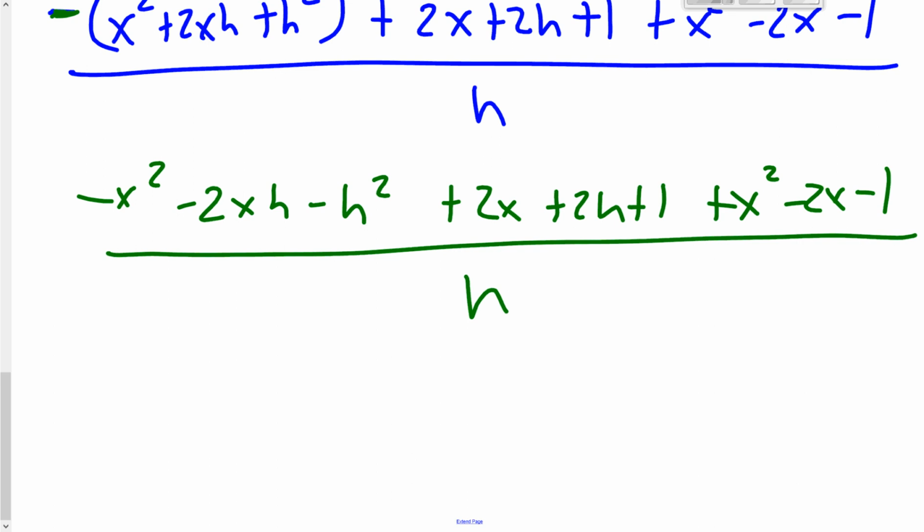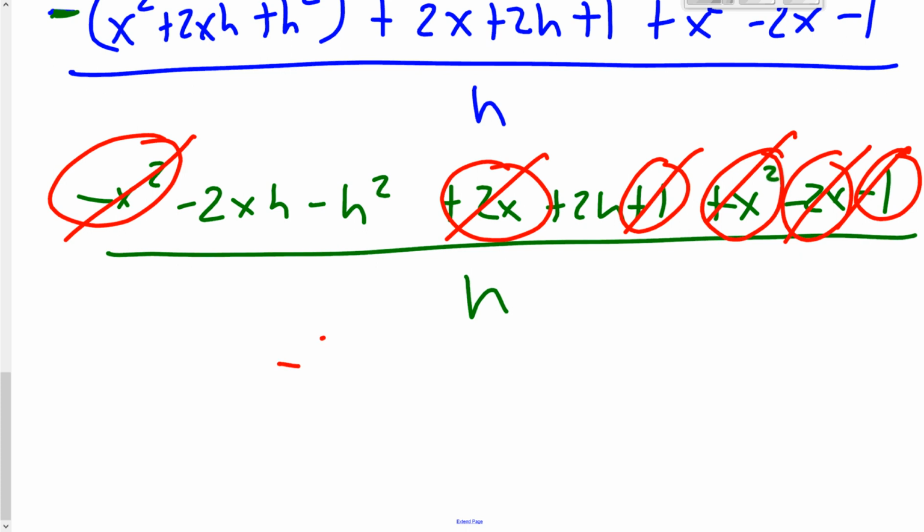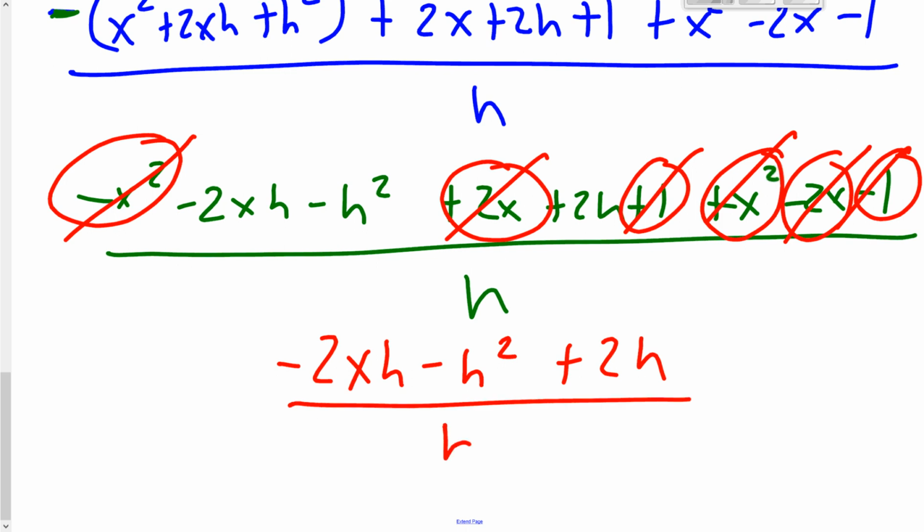But you notice that everything that doesn't have an h in it, those are all opposites of each other. Negative x squared and a positive x squared, they're going to cancel. A 2x and a negative 2x, those are going to cancel. A positive 1 and a negative 1. So all that's left is something that has an h in it. And that will always happen on the difference quotients.